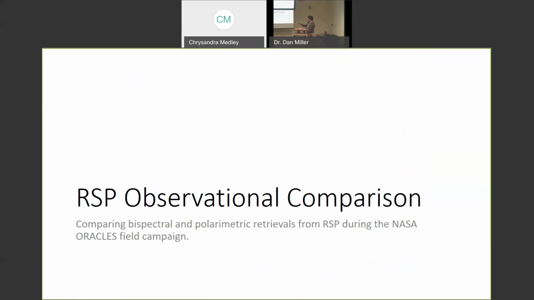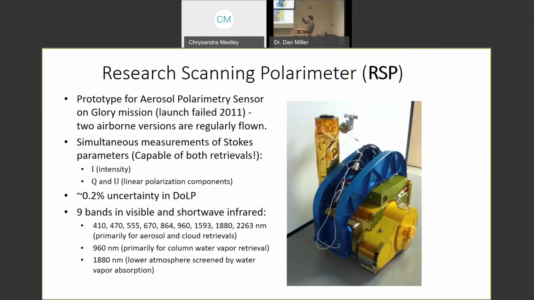The other thing is that if we move away from this LES study and start to look at actual observations, I worked a lot with this instrument called the Research Scanning Polarimeter. It's not an imager, it's a scanning instrument. It looks in one direction and then scans really fast forward and backward from an airborne platform. It's the prototype of the NASA Glory mission, and unfortunately, it didn't reach orbit. So we have two of these, and they've done a lot of great science even still.